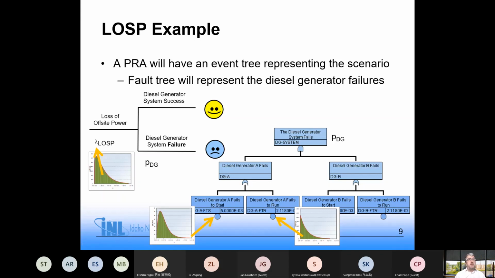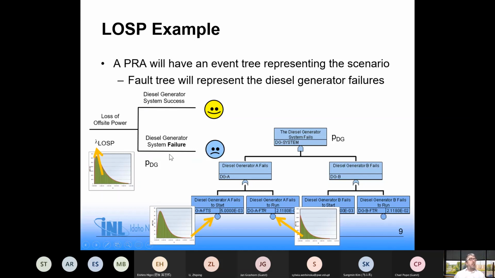The event tree starts with the initiating event where I lose offsite power, and I have a parameter that I call lambda LOSP. That's the frequency of losing offsite power. And then I question my diesel generator. Either that system works, which is the up branch, and I'm happy, or it fails, which is the down branch, and I'm not happy.